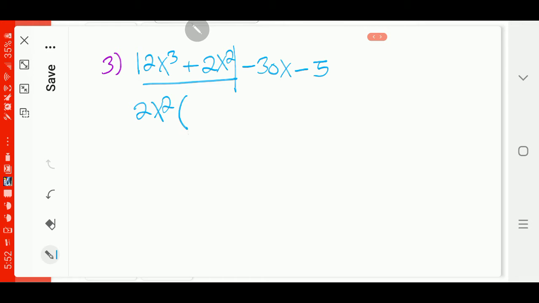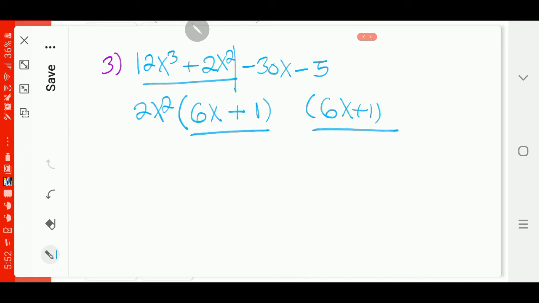So what do we have to multiply 2x squared by to get 12x cubed? So what times 2 will give you 12? That value is 6. And x times what will give you x cubed? That value is x. Okay, then we just pull out 1, because 2x squared times 1 will give you 2x squared. Then again, 6x plus 1. We don't even care about the sign or the term yet. These in the parentheses have to be equal.